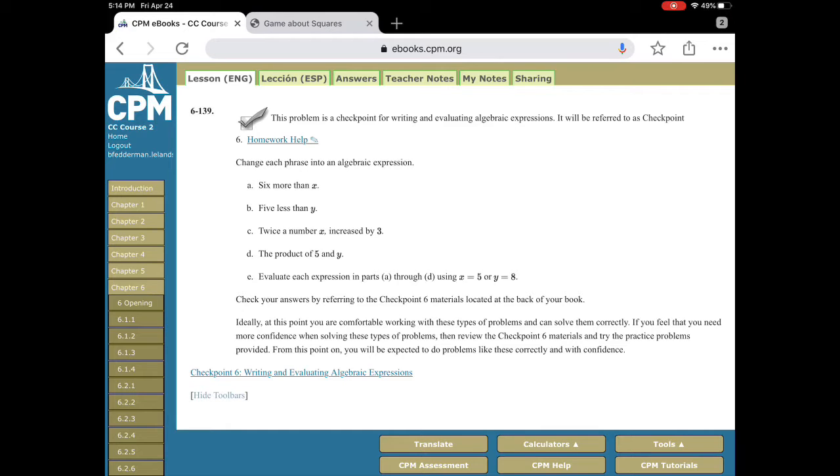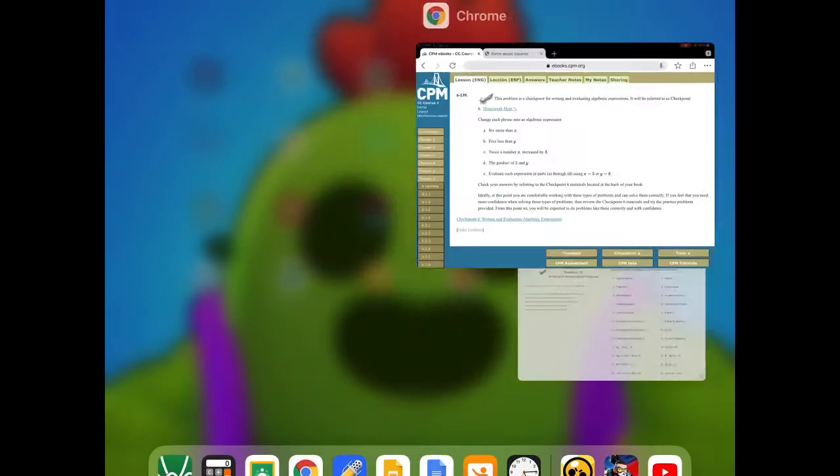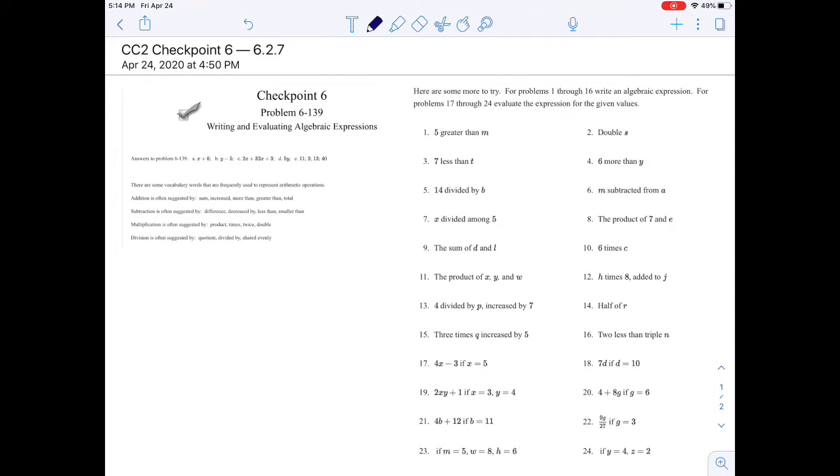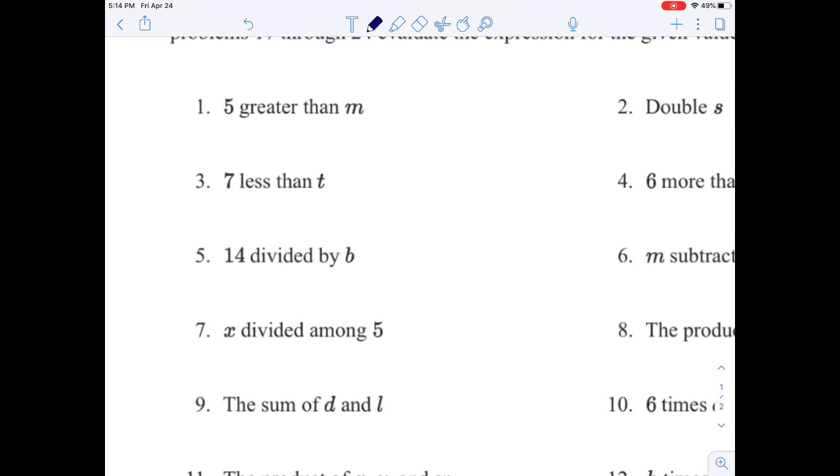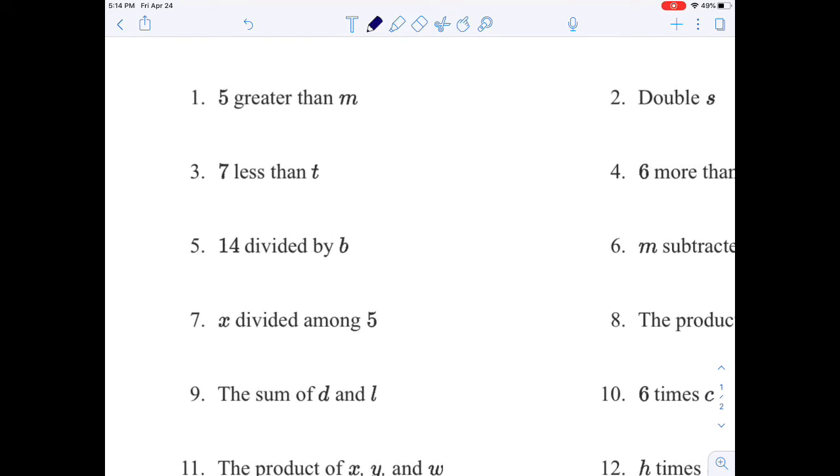Checkpoint 6 is really two skills in one: writing algebraic expressions and evaluating algebraic expressions. The first is writing algebraic expressions. This just means turning things like 5 greater than m into math symbols. 5 greater than m means a number that's 5 bigger than m, so it's an addition problem.